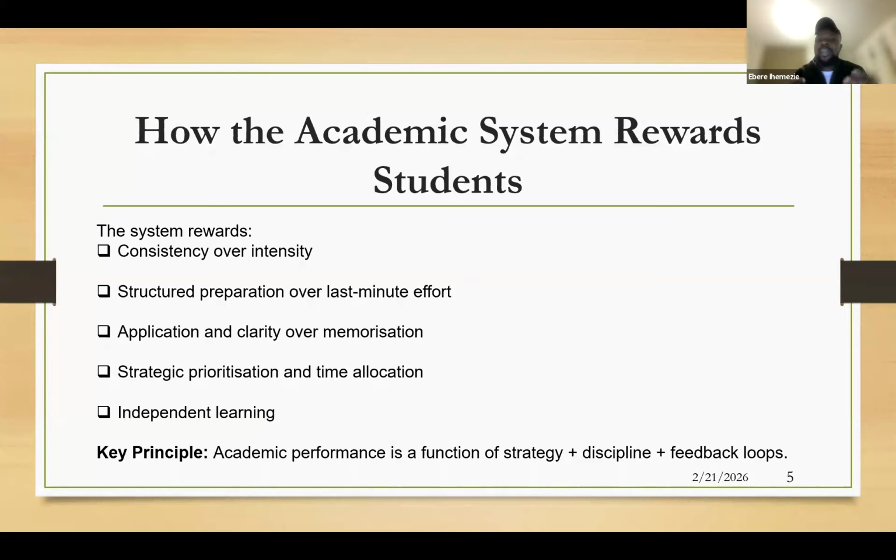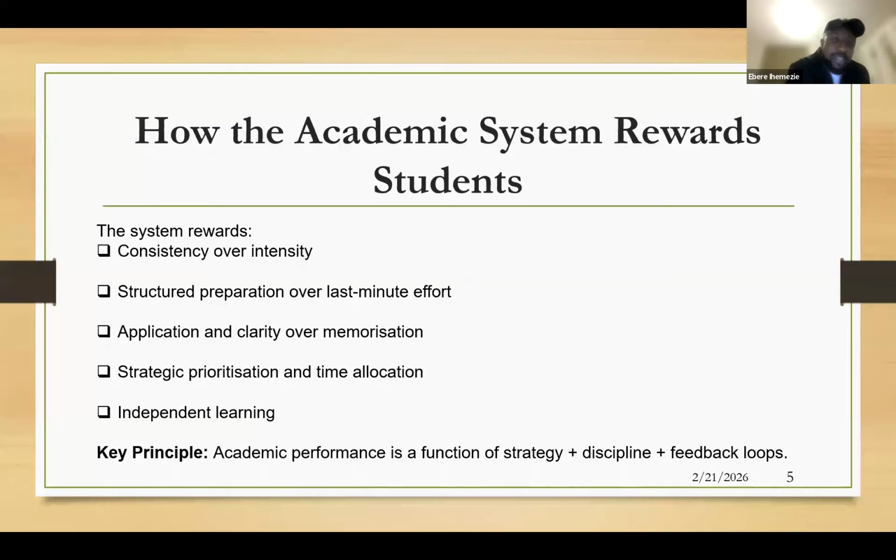So it's not about doing a crash program. Some people only get serious at the beginning of the semester or towards the end of the semester when it's time to write exams. That intensity won't get you the kind of sustainable results you're looking for. Consistency in practicing some of the principles we will share with you today is what matters more than intensity. The next thing that the university system rewards is structured preparation over last-minute effort. And in the course of this series, we will share with you practical tips on how to prepare for exams, how to read and understand, how to be a better student and get better grades in your exams.